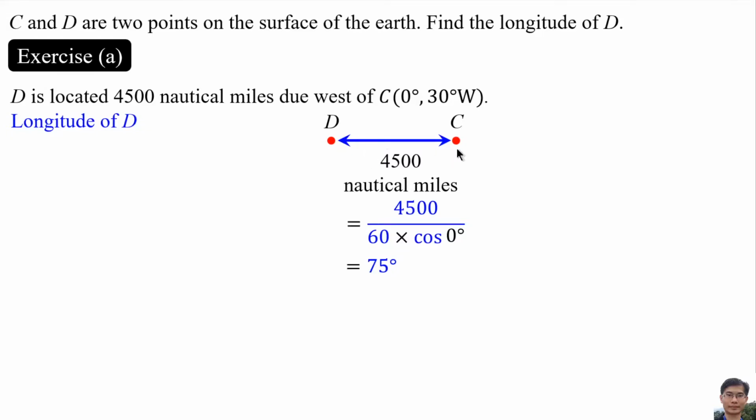Only for the horizontal distance we need to times cos. For vertical distance we don't need to times cos latitude. So for C is 30 degrees west, and then the difference is 75 degrees. So for D should be 30 plus 75 degrees. And so the longitude of D is 105 degrees west. Plus, because here is west, we go to the left, still west.